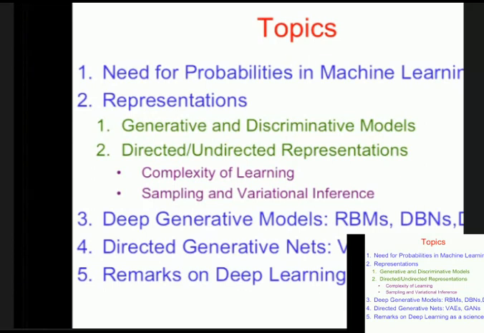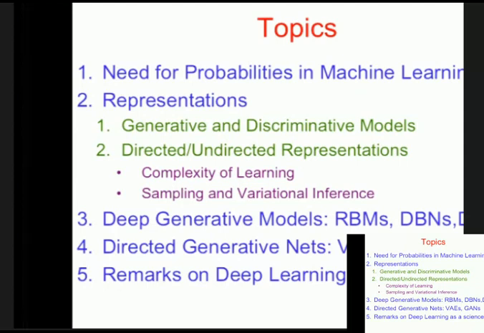Generative models represent probability distributions. Discriminative models directly try to solve the problem that we set out to solve. And once we talk about models that are generative and discriminative, we get into how you represent these probability distributions. And we talk about directed distributions and undirected distributions in terms of graphical models.